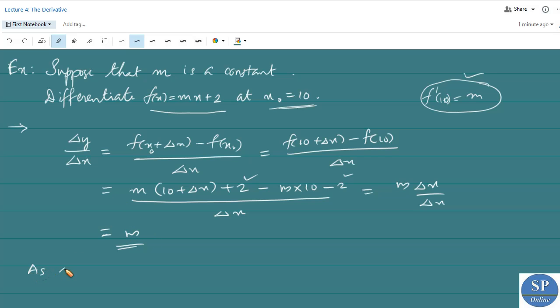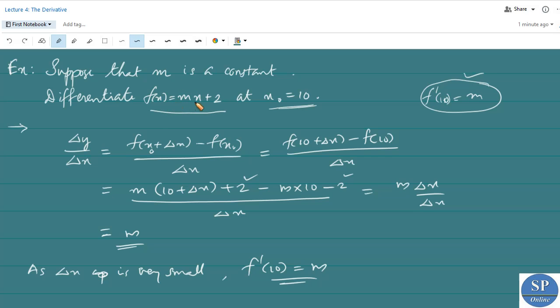So as delta x approaches 0, or as delta x is very small, we have the derivative of f at the point 10 is given by delta y by delta x. That is, as delta x is very small, we have delta y by delta x is m itself, because it is independent of delta x. So f dash of 10 is equal to m.